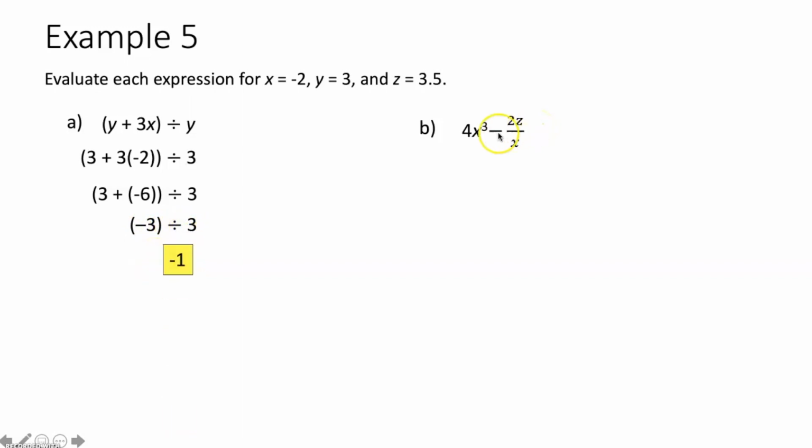Part B, doing the same thing. So we need to plug in what each of these variables are equal to. We know x is equal to -2, that's going to go in here and here. We know z is equal to 3.5, that's going to go in here. Now what we have to do is simplify according to the order of operations, PEMDAS.